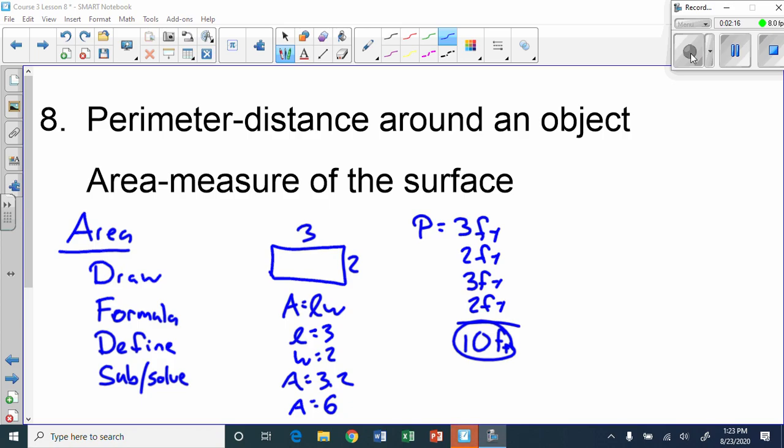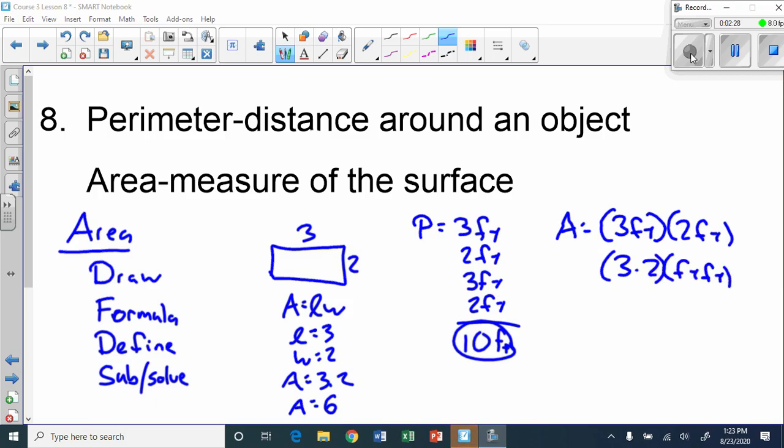When we did the area problem, I'm going to skip some of it. I'm going to put down here 3 feet times 2 feet. So you can see you've got 3 times 2, and you've got feet times feet. The commutative property says I can switch. The associative property says I can make different groups. So this is 6. Feet times feet is feet squared.